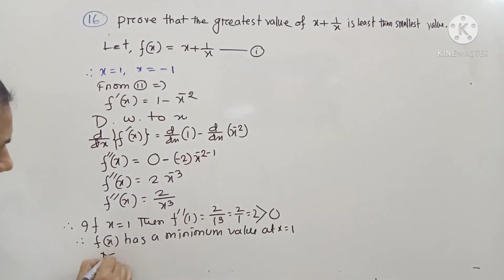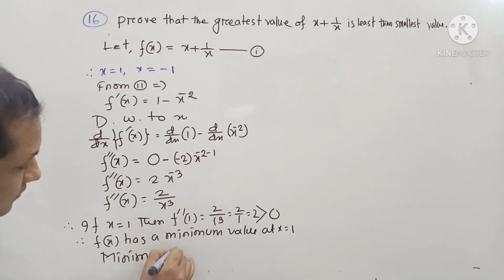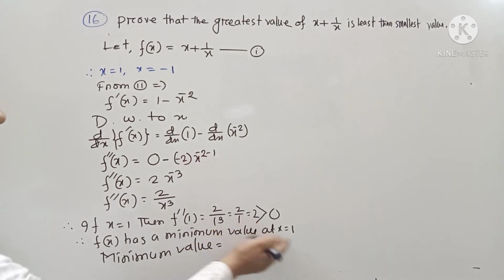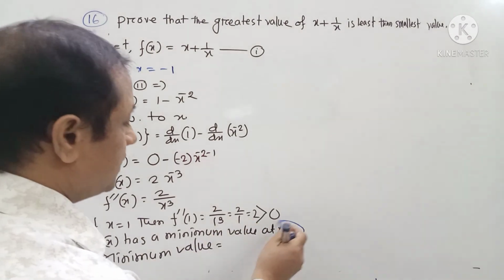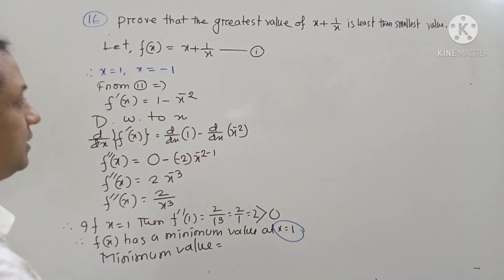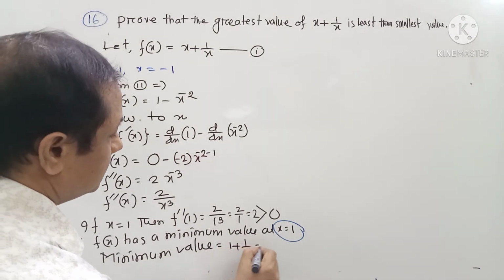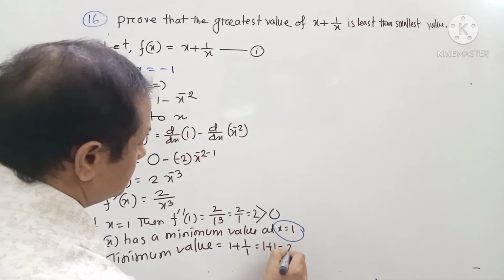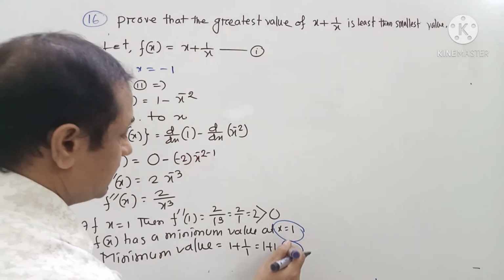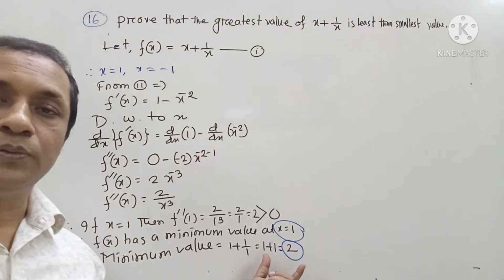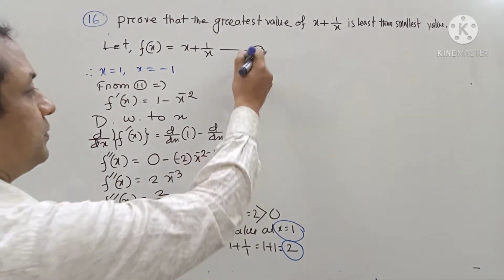Now the required minimum value equals, student, putting the value of x equals 1 in equation 1, we get 1 plus 1 by 1 plus 1 equals 2. So the minimum value equals 2. So the required minimum value equals 2.